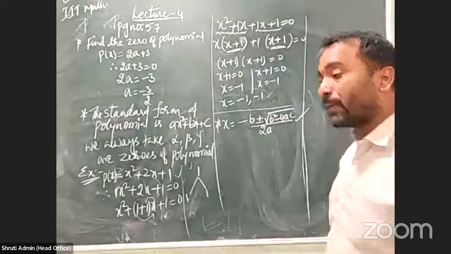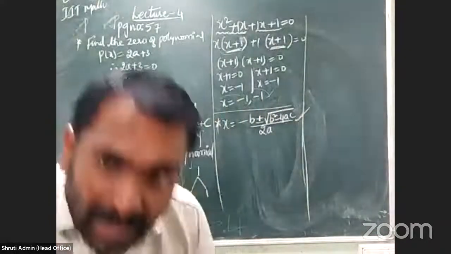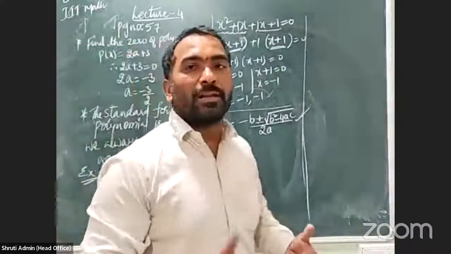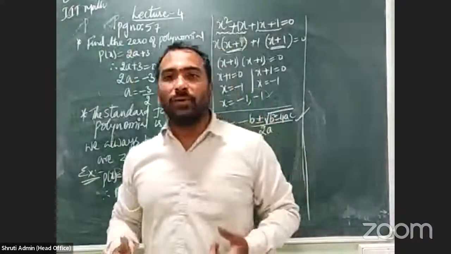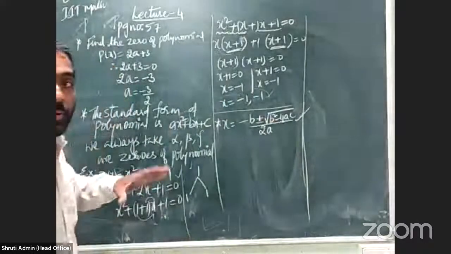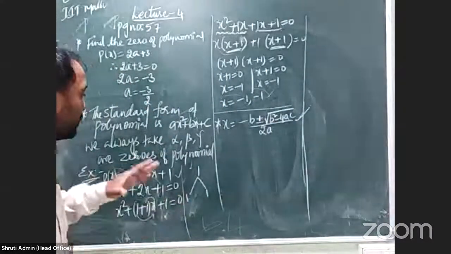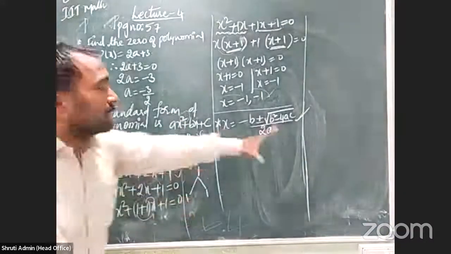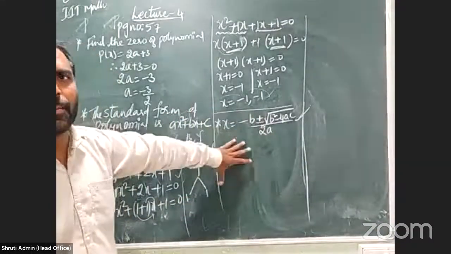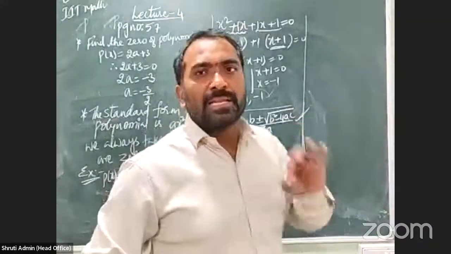My point, once again, because it is very important: factors and zeros are both the same. Whatever factors you are finding or zeros you are finding, both are the same. But it depends upon the quadratic polynomial whether we use the factors method or this formula. Applying this formula, any type of quadratic polynomial will give the zeros.